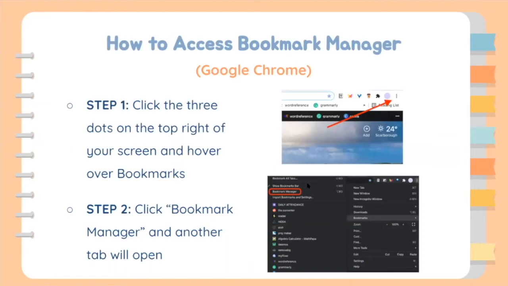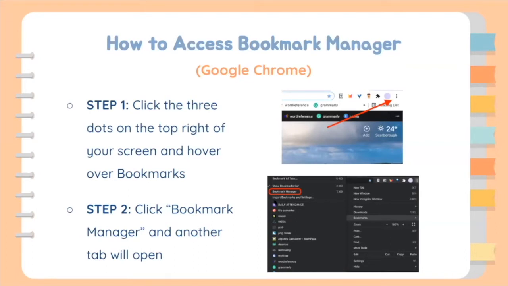Now, to access all your bookmarks, there's something called a bookmark manager on Google Chrome. For step one, you have to click the three dots on the top right of your screen and hover over the bookmarks drop menu. And then just drag your mouse over and click Bookmark Manager in this drop-down menu here.